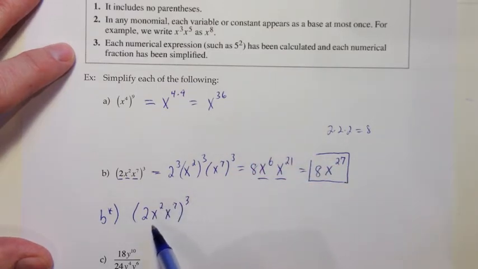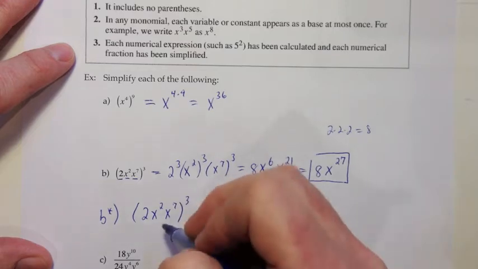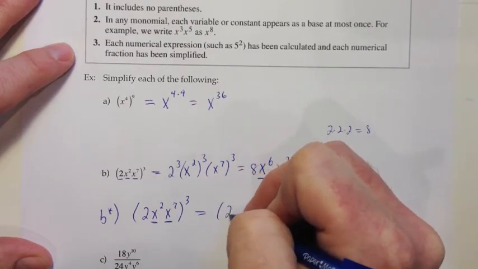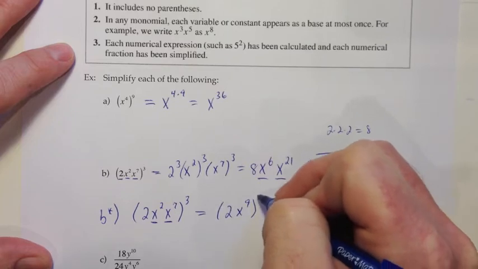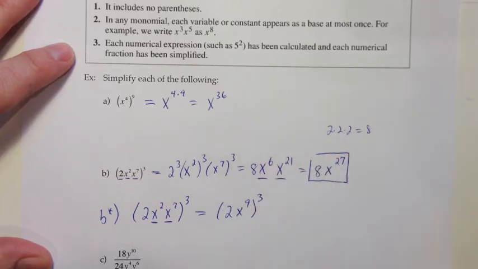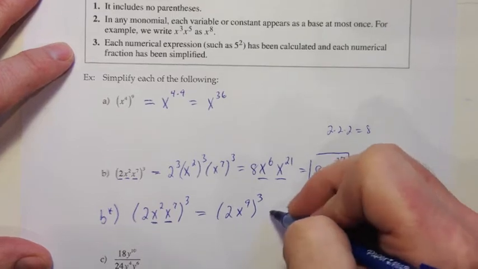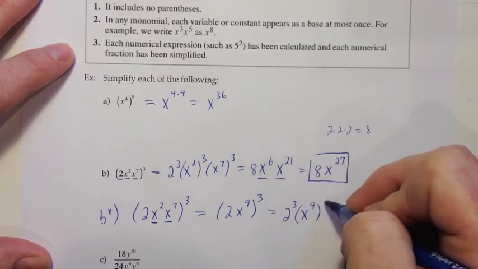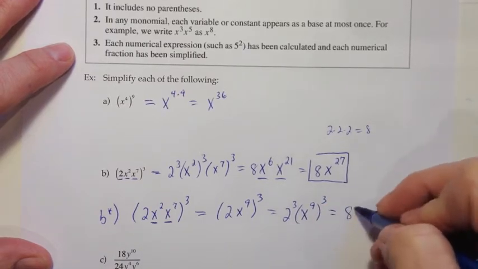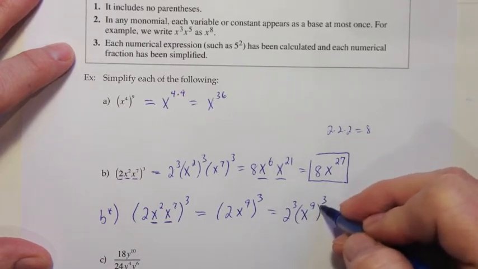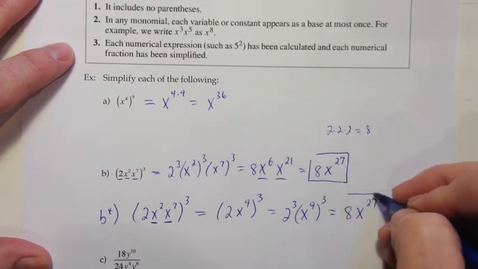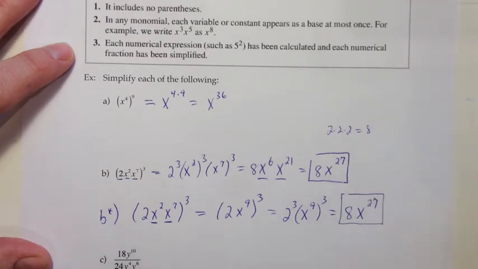Instead of distributing right away, another option would be to work inside of parentheses first. Realize that we have these two with the same base and go ahead and combine them by adding their exponents. So that would be 2x to the ninth power. And we haven't done anything with the 3, so it would still be out there. And then we would raise each factor to that power, so we'd have 2 to the third, and x to the ninth to the third, and 2 to the third is 8, and x to the ninth to the third, we would multiply the one exponent with the other, and get x to the 27th, same answer as we got before.